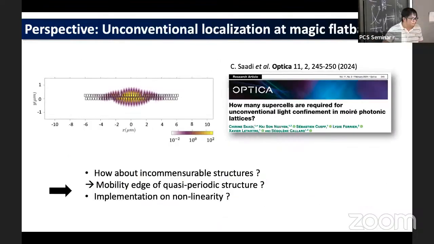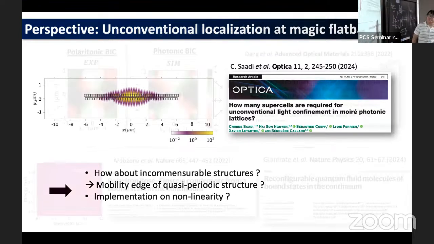So for the perspective, we want to explore more about the unconventional localization at magic flat bands. For example, we have recent work to show how many supercells we need to have the confinement. We have this with three supercells. What happens when we go to an incommensurate structure? This is not ordinary Anderson physics, but maybe we can also expect some mobility edge with this quasi-periodic structure. And what happens if we implement many-body physics in this system?